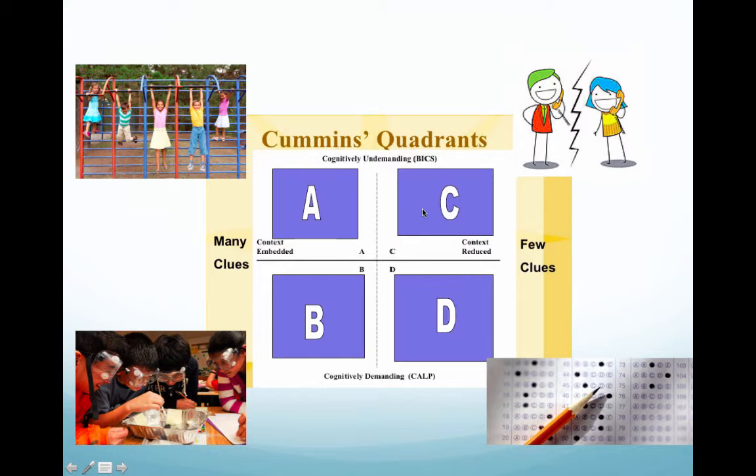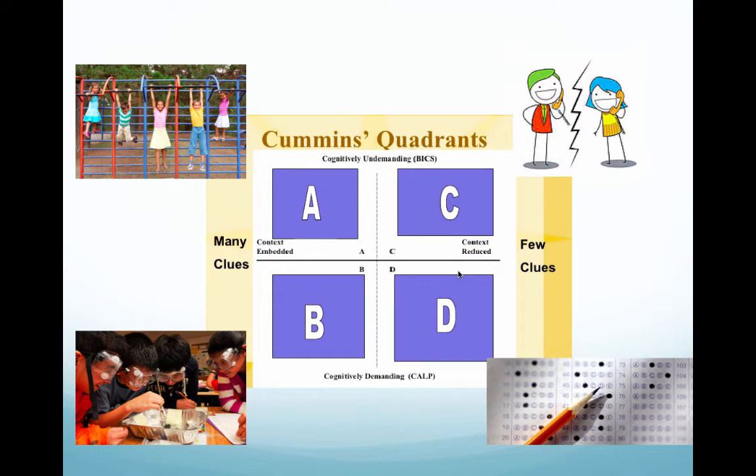In quadrant C, it's also not cognitively demanding language, but it's not quite as easy. So for example, if you're talking on the telephone, you don't have any context for it, you don't see someone, but it's still easy kind of language.